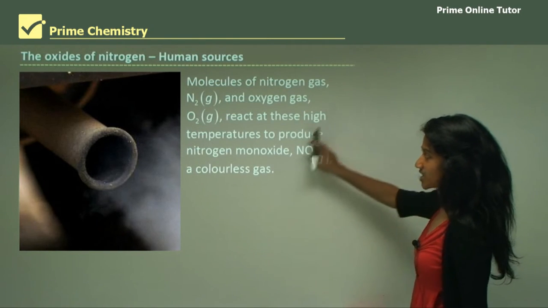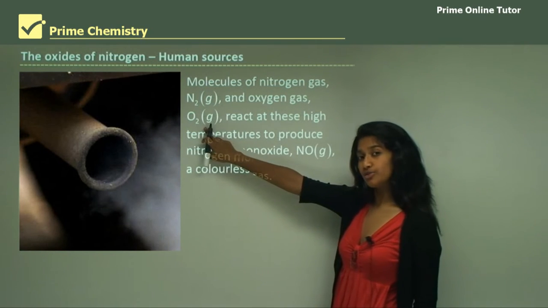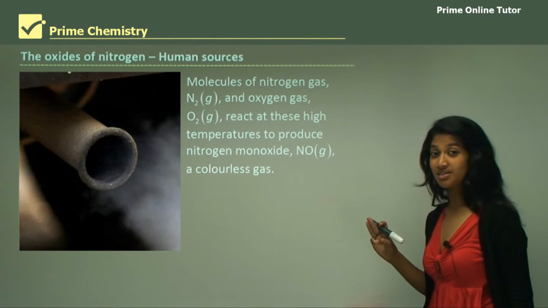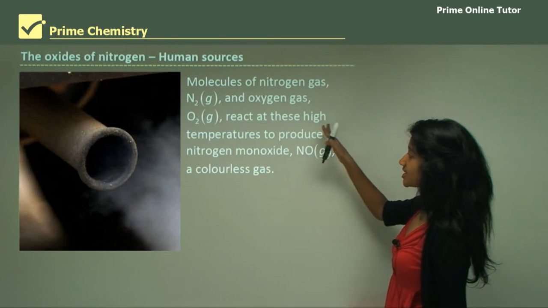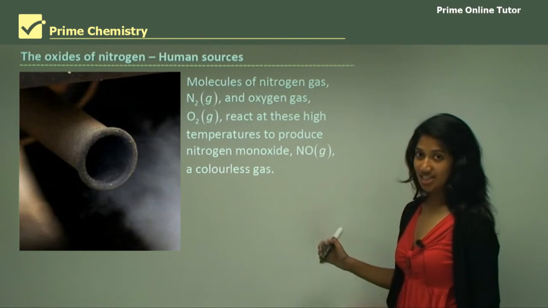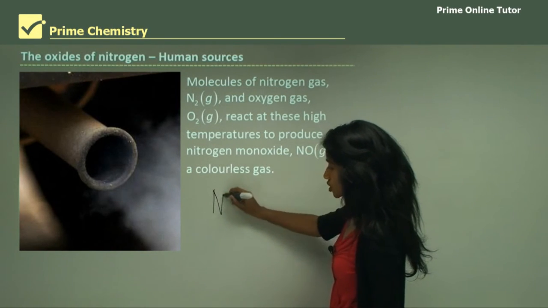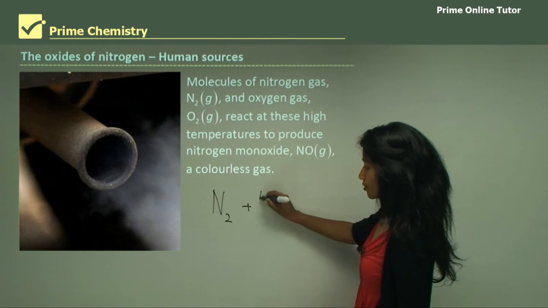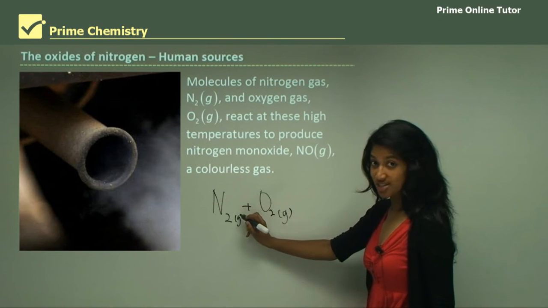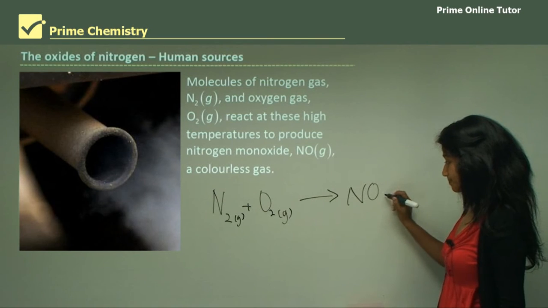Molecules of nitrogen gas, which is denoted by N2, and oxygen gas, again denoted by O2. Note that these two gases are diatomic, which means there are two atoms in a molecule. They react at these high temperatures to provide nitrogen monoxide, a colorless gas. The reaction undergone here is N2 plus O2. Now again, these are both gases, so you must write your states down to give NO, which is a gas.